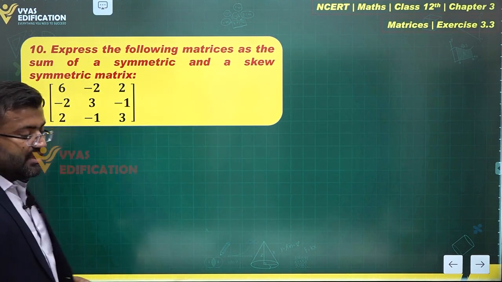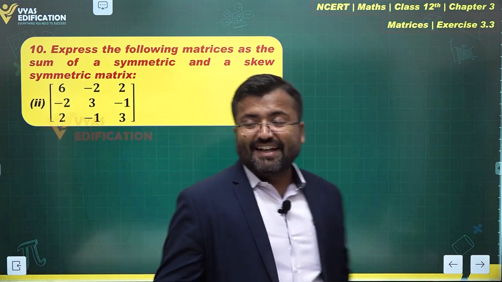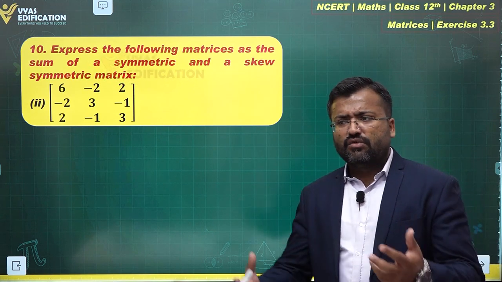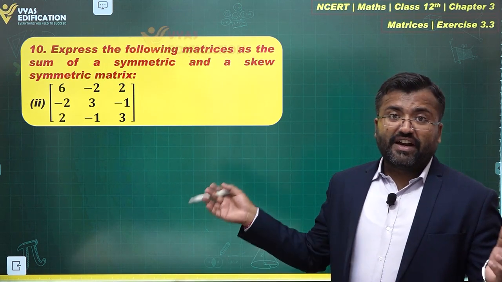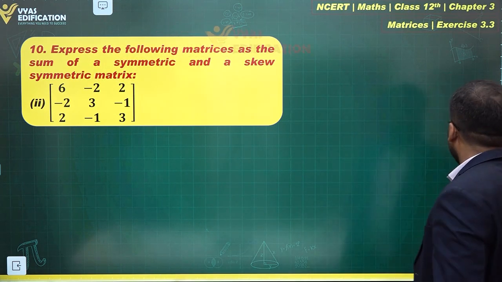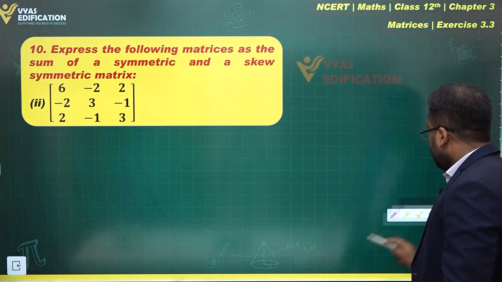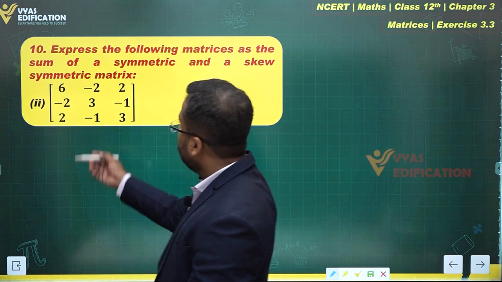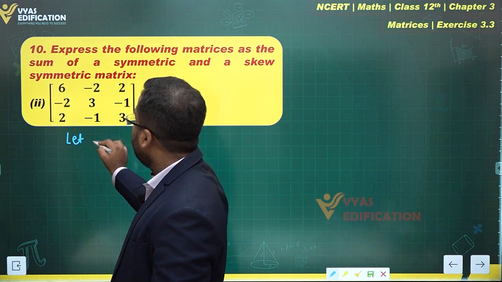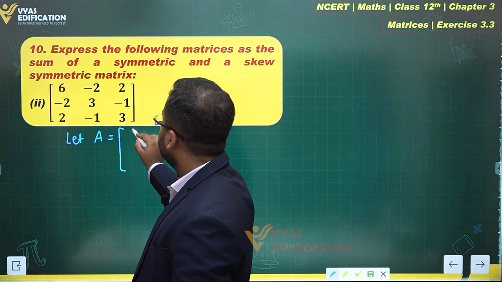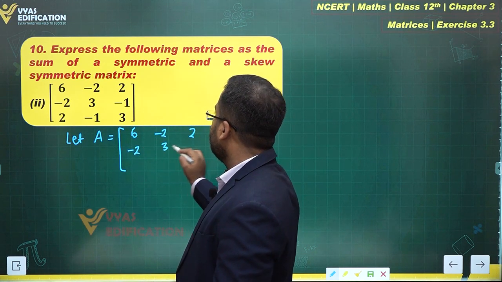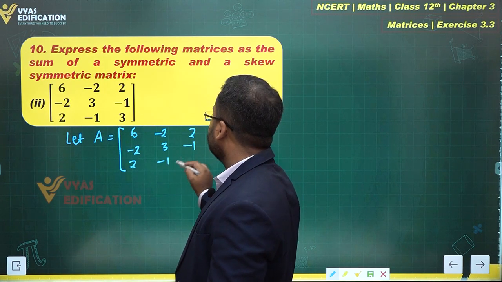The second part, what does the second part say? Once again, we have to write this matrix as a sum of symmetric and skew symmetric matrix. Now, since we have understood the process of writing it as a symmetric and skew symmetric matrix, what I'll directly find is half of A plus A prime and half of A minus A prime. Let A equal this matrix: 6, minus 2, 2, minus 2, 3, minus 1, 2, minus 1, 3.